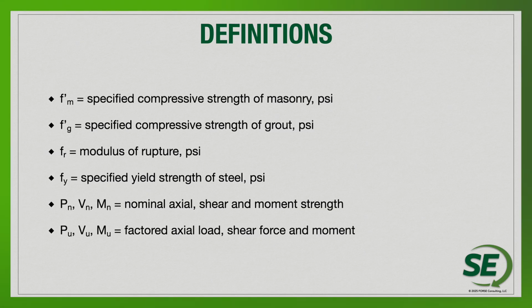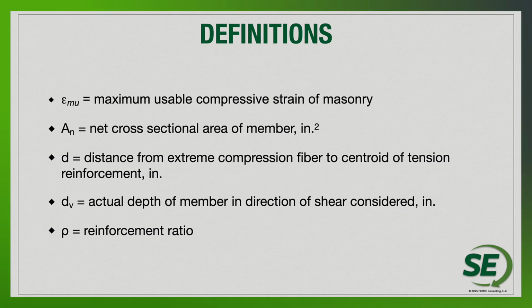Other definitions here: we have epsilon mu, which is going to be the maximum usable compressive strain for masonry. An is going to be the net cross-sectional area. d is going to be the distance from the extreme compression fiber in the concrete masonry to the centroid of the tension reinforcement that you would have.